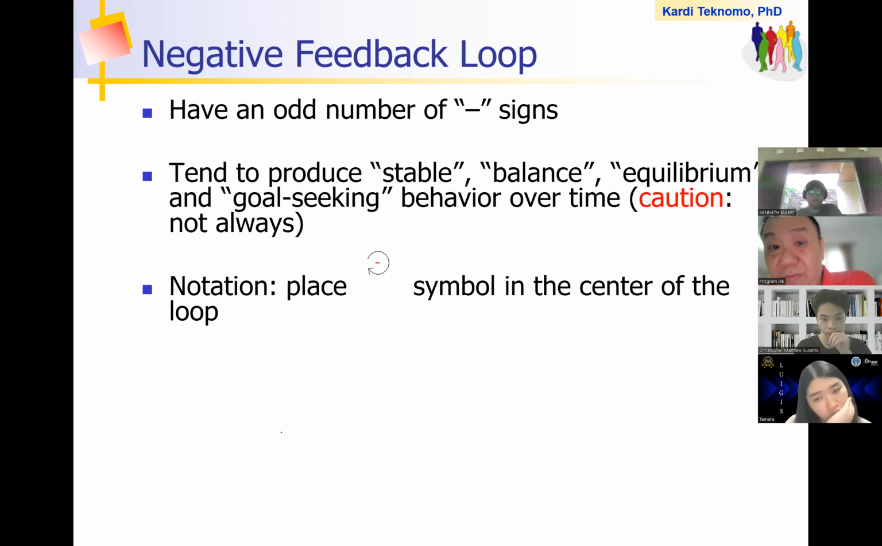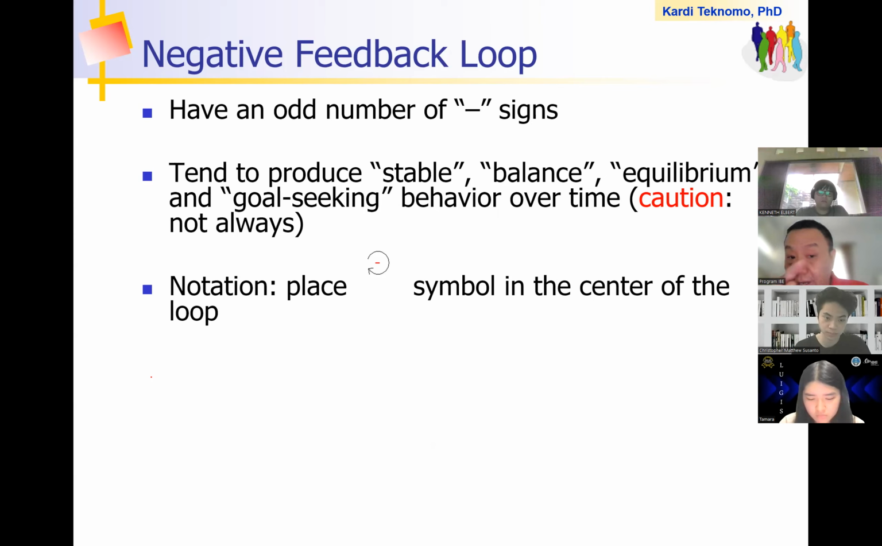Now, how about a negative feedback loop? Yeah, you will have an odd number of negative signs. It tends to be balance, equilibrium, goal seeking. Sometimes you will get fluctuation because of this.